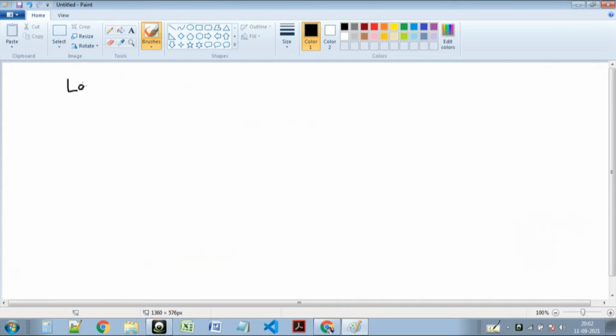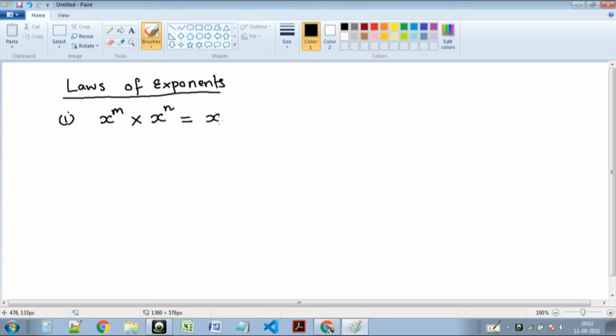So let's start with recalling whatever we have done on laws of exponents, right? The first law that we have read was number 1. If x to the power m is getting multiplied with x to the power n, here you can see that the bases are same but the powers are different. So the result will be: the base will be as it is, x, but the powers will get added. So it will become m plus n. So already we have done this law.